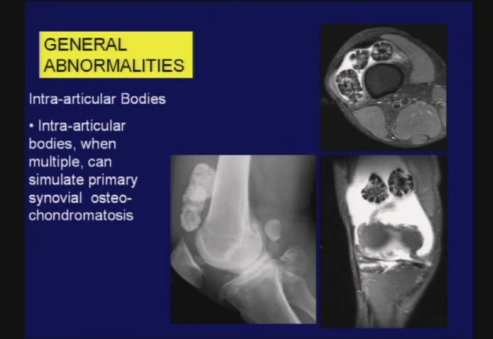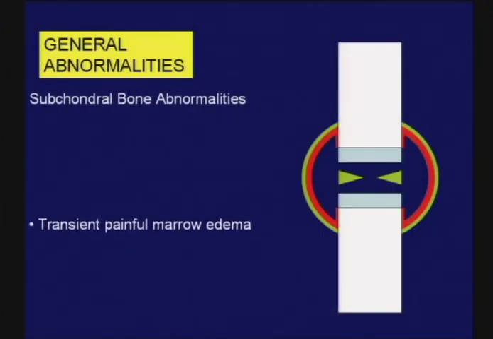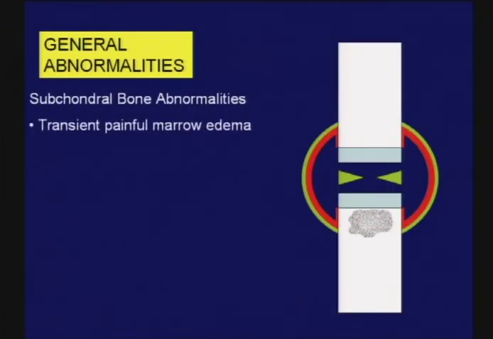Also, in the secondary variety, as shown here, the bodies are of variable size, whereas in primary, they often are of the same size. So this is secondary synovial osteochondromatosis. Where MR imaging has a clear advantage over arthroscopy is in the assessment of the subchondral bone.